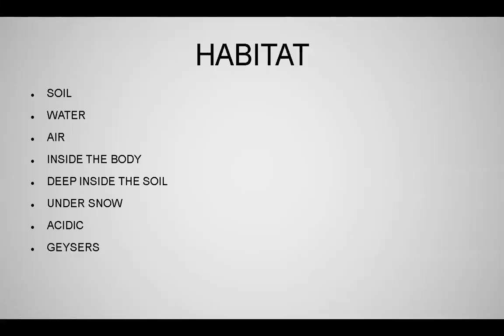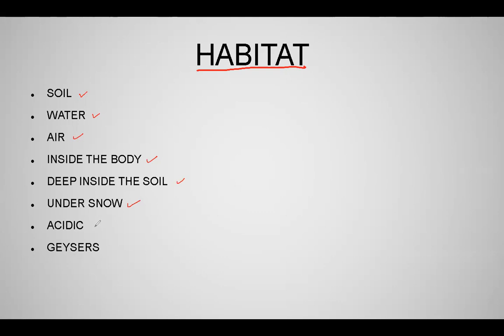Where do you find the microbe? What's the habitat of the microbe? What's the meaning of habitat? Habitat means the place where microbes live. Okay, you can find them everywhere. You can find them living in the soil. You find them in the water. They are in the air and inside the body, like in the mouth, in the intestine. You can find them deep down in the soil, even in the snow.